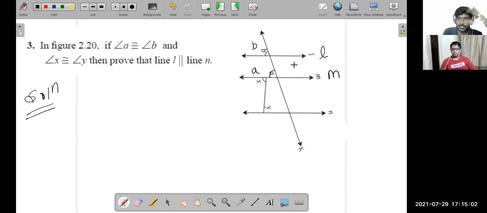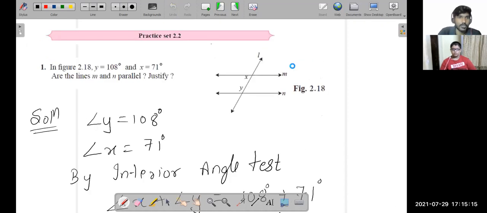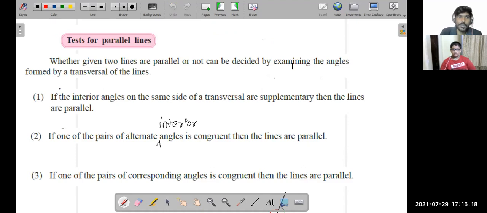There are three tests. First is the interior angle test: interior angles should be supplementary. Second is the alternate interior angle test: alternate interior angles should be congruent, then the lines are parallel. And third is the corresponding angle test: corresponding angles should be congruent, then the lines are parallel.